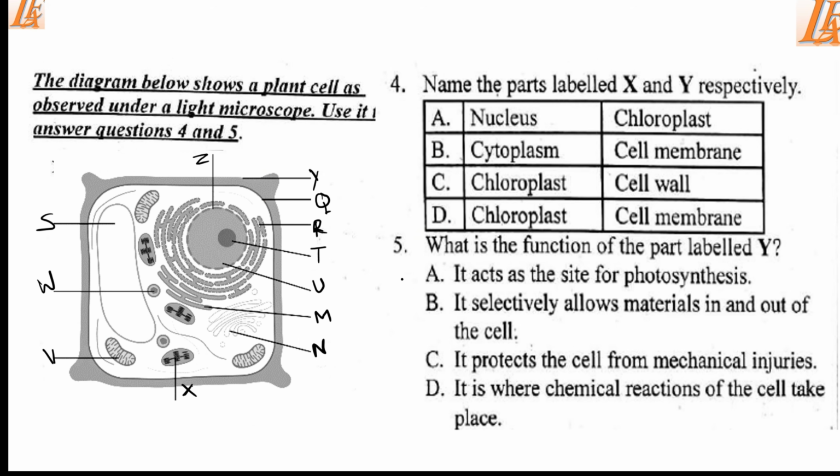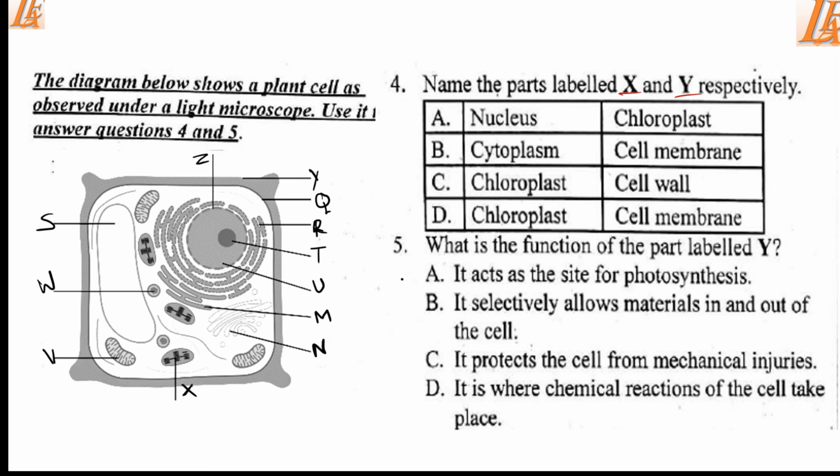So question 4. The diagram below shows a plant cell as observed under a light microscope. Use it to answer question 4 and 5. So you can see we have a plant cell with parts labeled X, W, M, S. We have Q, R, T, and many others. So question 4 asks, name the part labeled X and Y respectively. The question needs us to name part X first, then followed by Y.